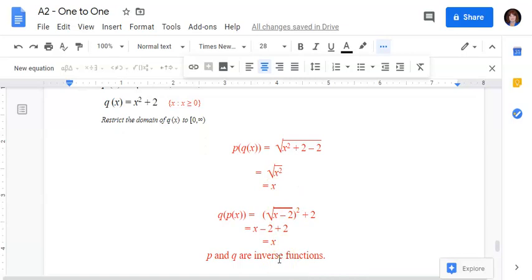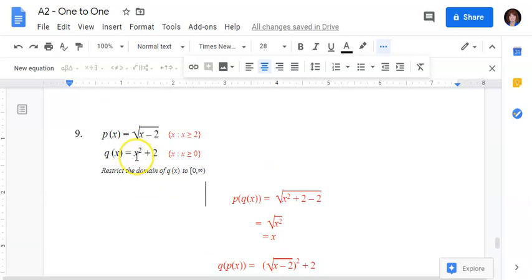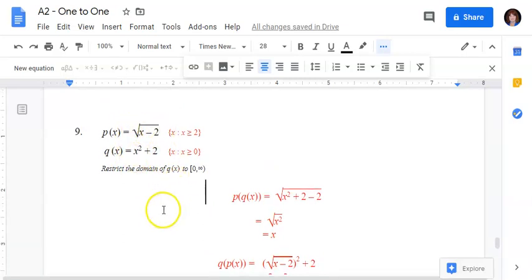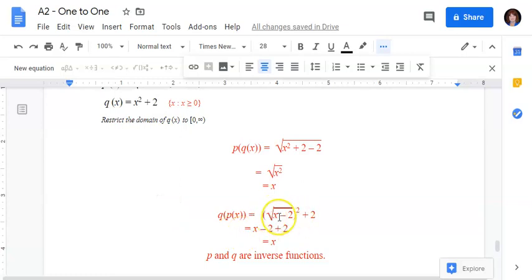And then on the other one, q of p of x, we'll take this x in the function q of x and replace it with this expression, the square root of x minus 2. So when you put the square root of x minus 2 in for x and square that expression, it removes the square root symbol, and you're just left with x minus 2, and then of course plus 2 would give you an x. So p of q of x and q of p of x both produced an x. So these are inverse functions.